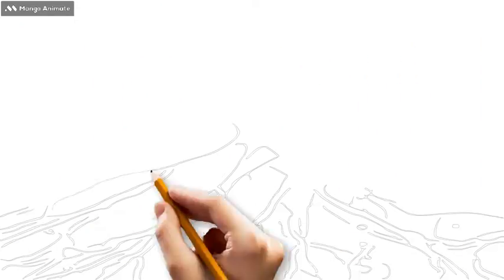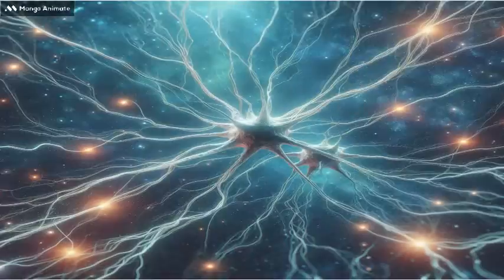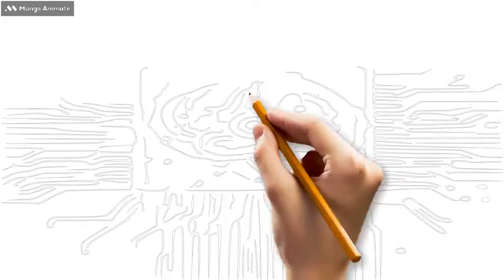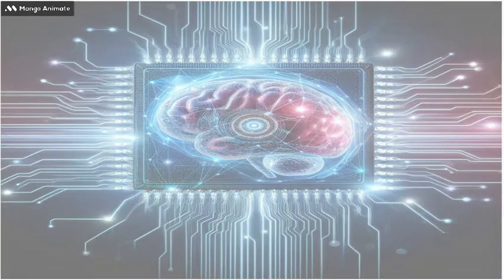Millions of neurons in our brains work together, firing electrical signals. These connections strengthen with repetition, allowing us to learn and remember. Deep learning takes inspiration from this biological process. It uses artificial neural networks, mimicking the structure and function of our brains.